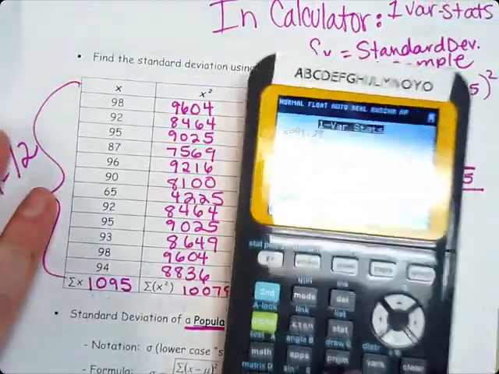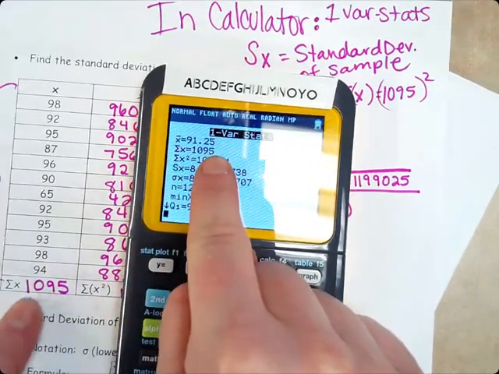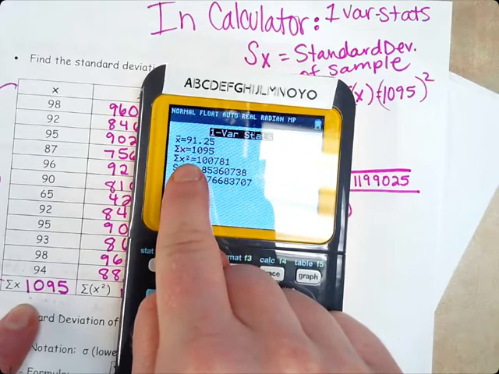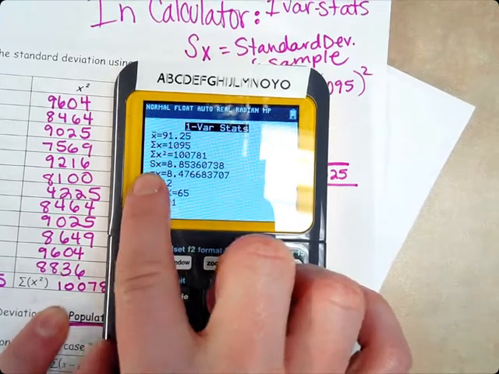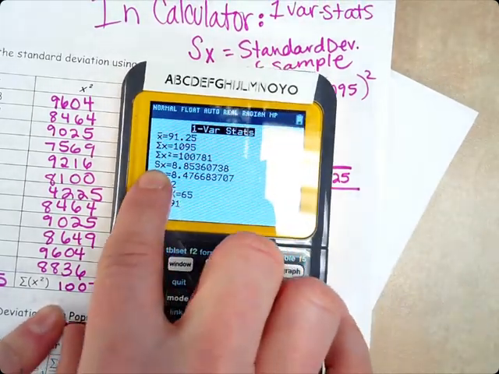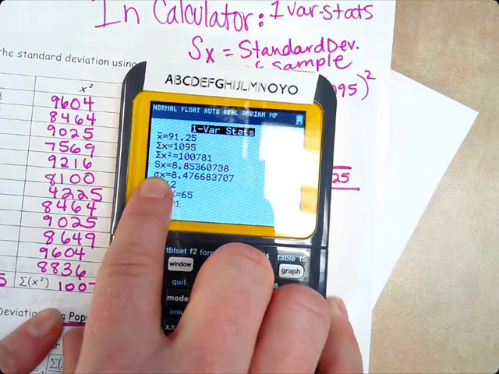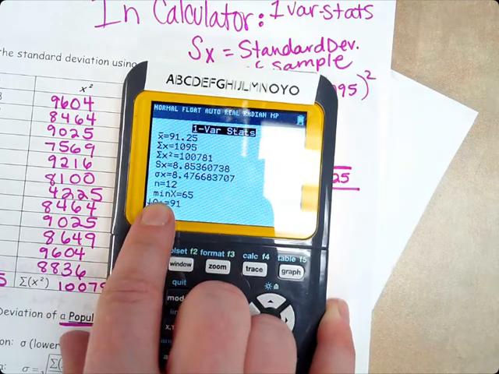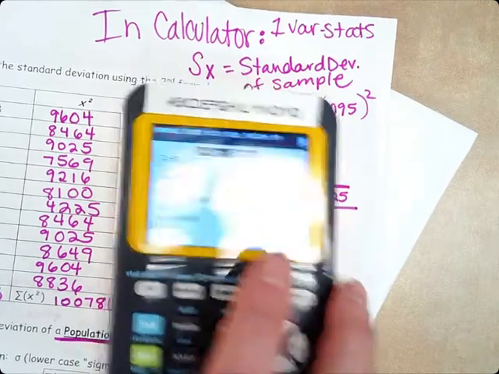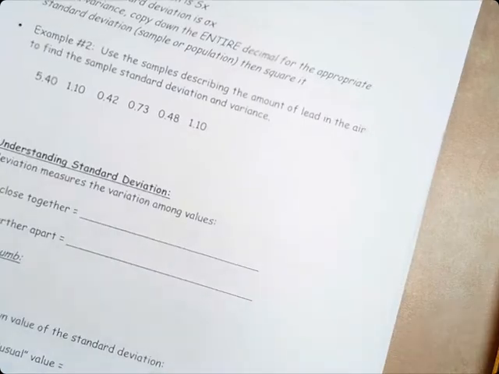And it tells us, look back at this one. See what it gives us? It gives us a summation of x. Look at that. Then it gives us a summation of x squared. There it is. Then S of x, that is our sample standard deviation. Sigma x is our population standard deviation. And then it gives us the rest of those. Yeah, that would be it. So it doesn't give us the variance.